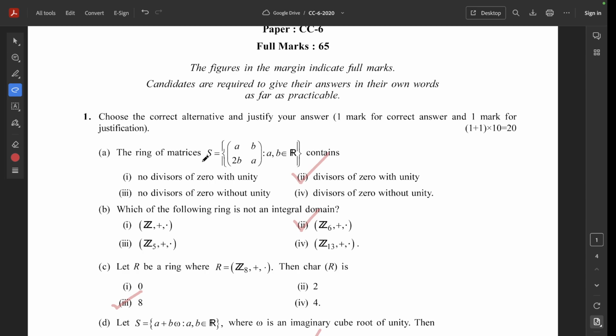The ring of matrices S is the set of 2 by 2 matrices [[a, b], [2b, a]] such that a, b belong to the set of real numbers R. S contains, correct option is 2, divisors of 0 with unity.